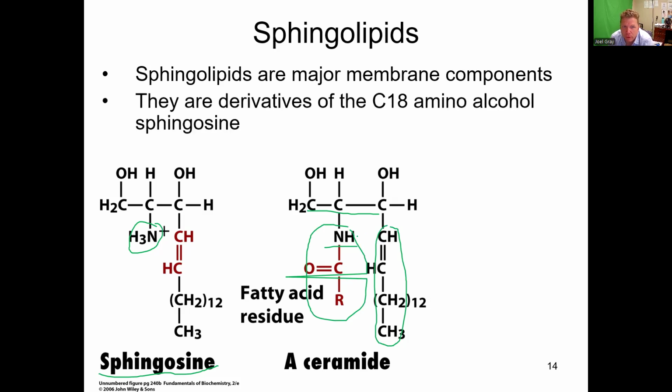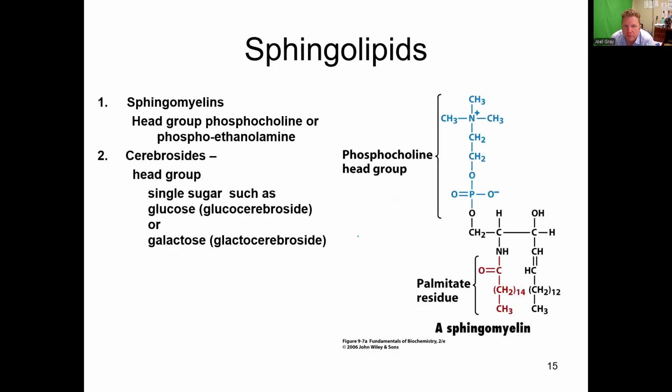Sphingolipids are major membrane components. They are derivatives of the C18 amino alcohol sphingosine. The basic unit of one of these sphingolipids is a ceramide. And these sphingolipids have a phosphocholine head group. Phosphocholine is an example of a head group. Sphingomyelins have a head group of phosphocholine or phosphoethanolamine. So that's where this thing right here that I just circled can be modified, or swapped out to make something else.